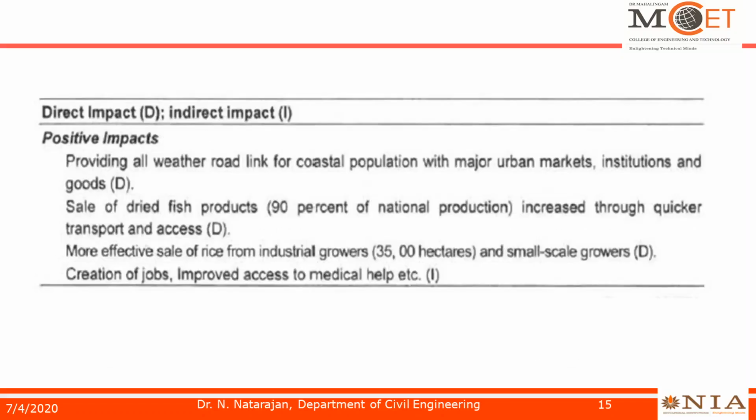So coming to the positive impacts, right? Providing all-weather road link for coastal population with urban markets, institutions, and goods is a direct impact. Sale of dried fish products, with quicker transport and access, a direct impact. More effective sale of rice from industrial growers and small-scale growers is a direct impact. Creation of jobs and improved access to medical help is an indirect impact.